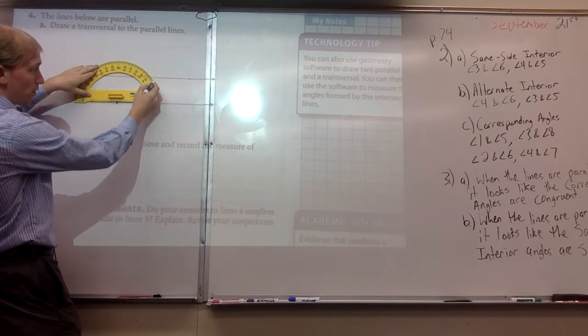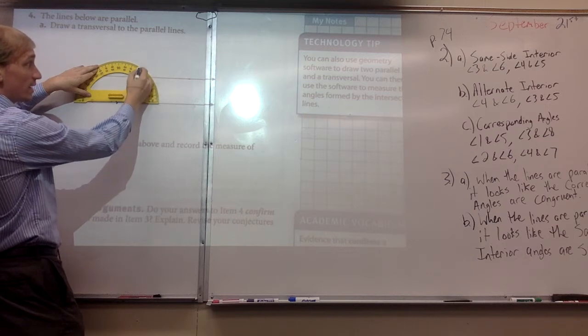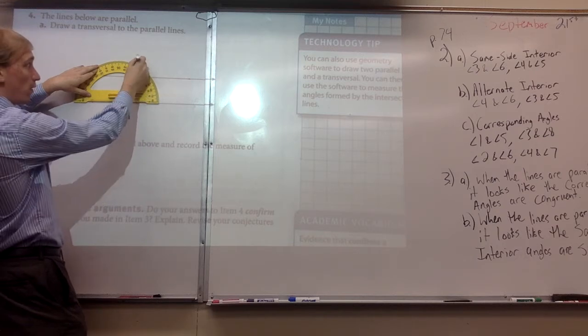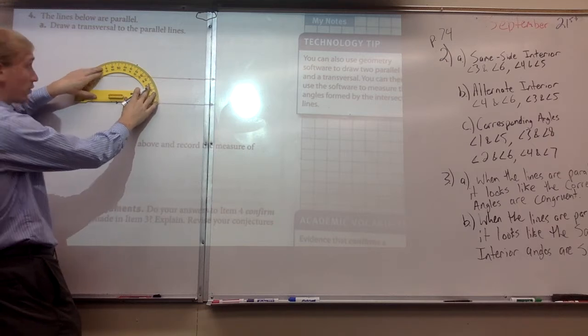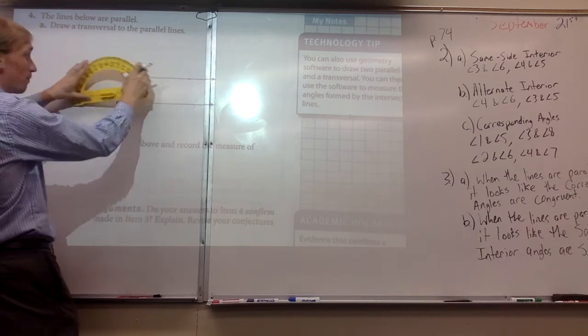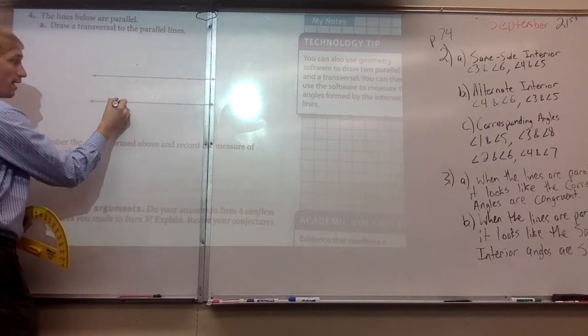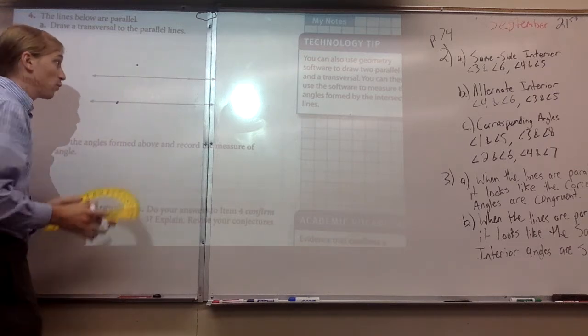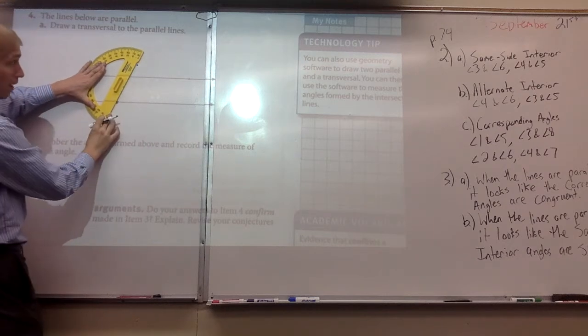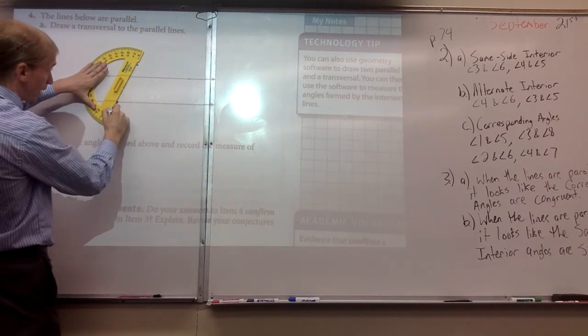10, 20, 30, 40, 50. This is 60, so I just have to go 5 more. And I put just a single dot where 65 degrees is on my protractor. So now I've got a dot here, and you can see a little dot here. And to make the 65-degree angle, I just use the bottom edge of my protractor, and I connect the dots.